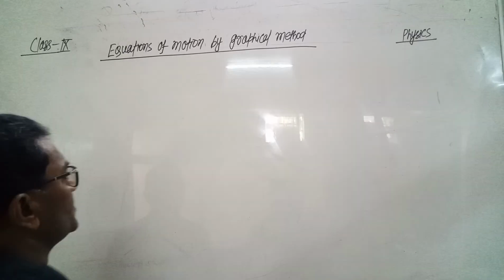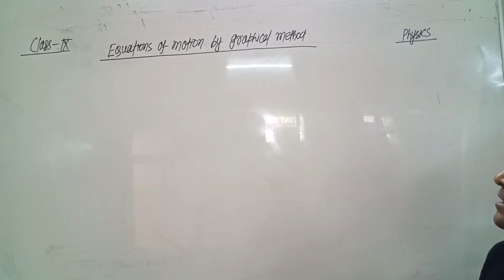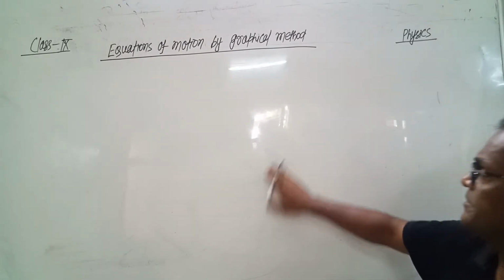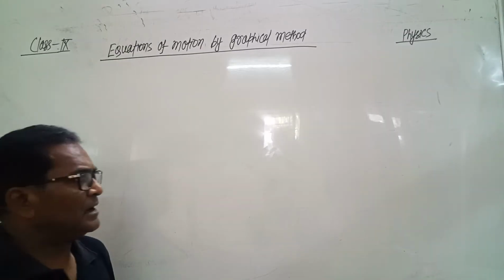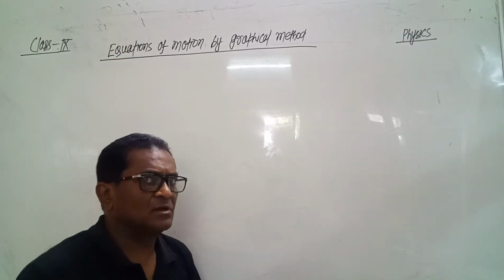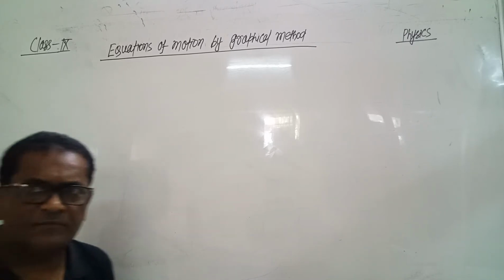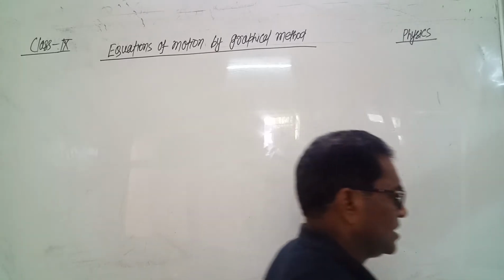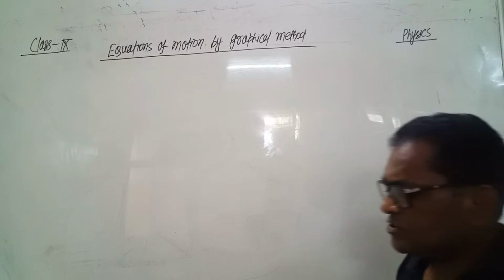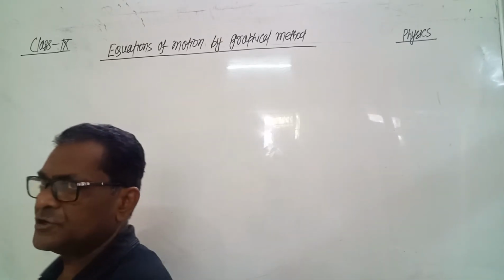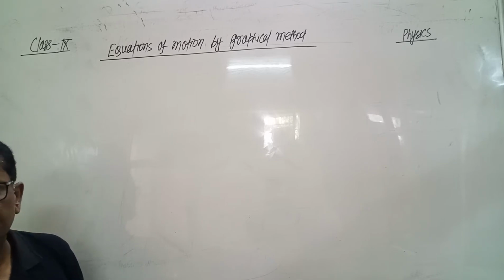Today in this video we will see the equations of motion by graphical method. Let us take a case that a body is moving with uniform acceleration, whose initial velocity is u and final velocity is v, and the time taken is t.